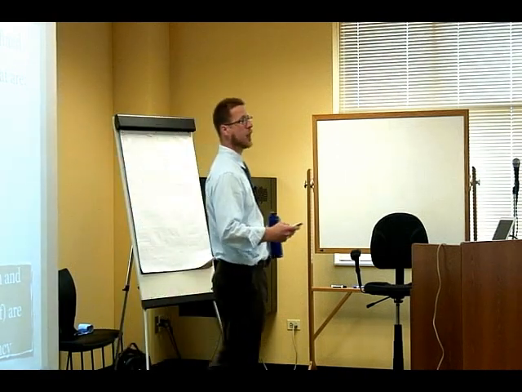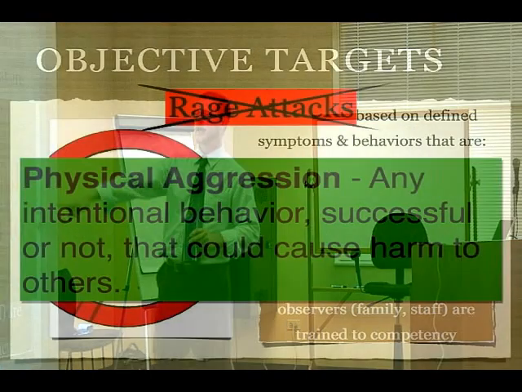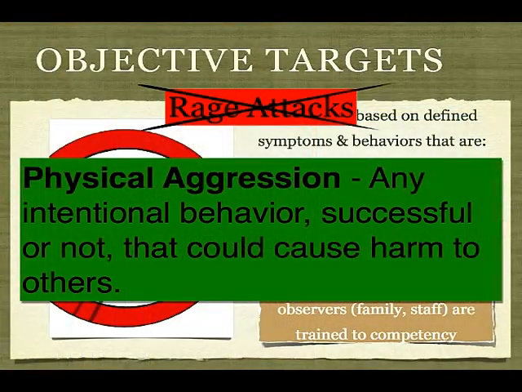So we're going to take something like that, and instead of saying that, we're going to go through and say something like this. This is often how we will define physical aggression, for example. Any intentional behavior, successful or not, that could cause harm to others. This is an objective definition. We do the same thing for other behaviors. And there are a couple of things about it that I want to point out that are important.